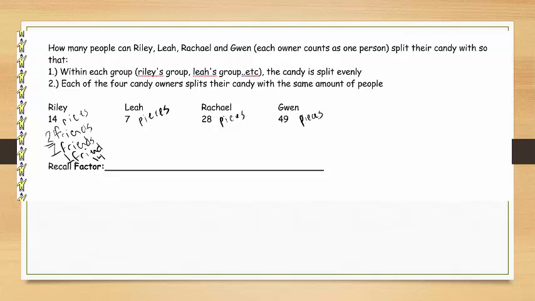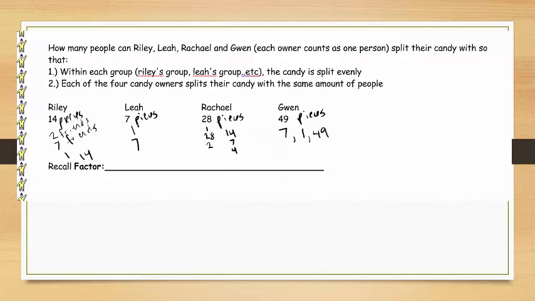So these are Riley's sharing options. What you want to do right now is pause the video, go through and write the options for Leah, Rachel, and Gwen, and then unpause when you're done and see if your answers match mine. So Leah could share with 1 or 7 people. Rachel could do several options. She could share with 1, 2, 28, 14, 7, or 4 friends, and it would all be able to be broken up evenly. And Gwen's options would be 7, 1, and 49.